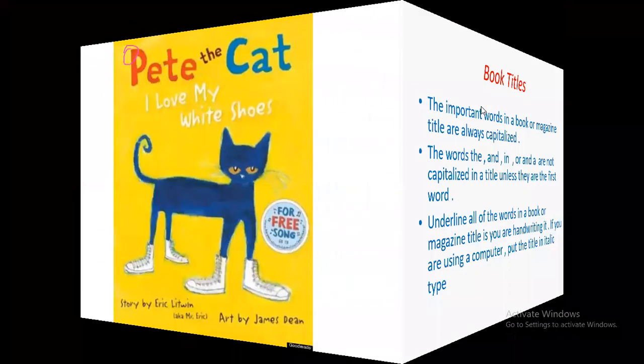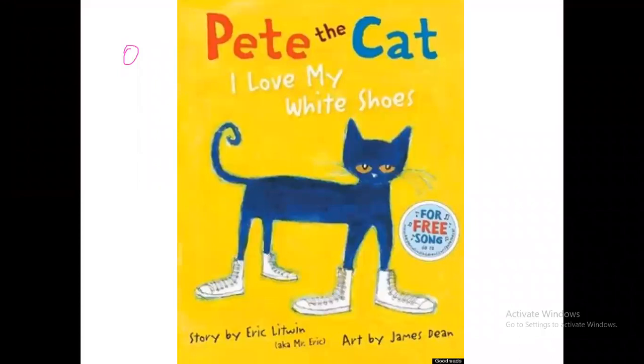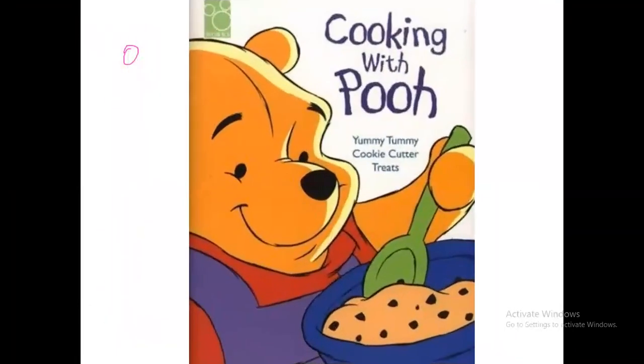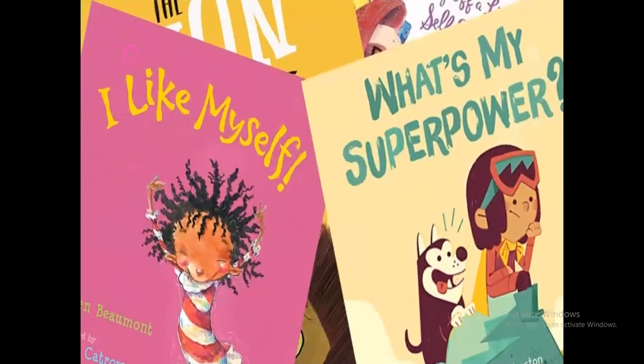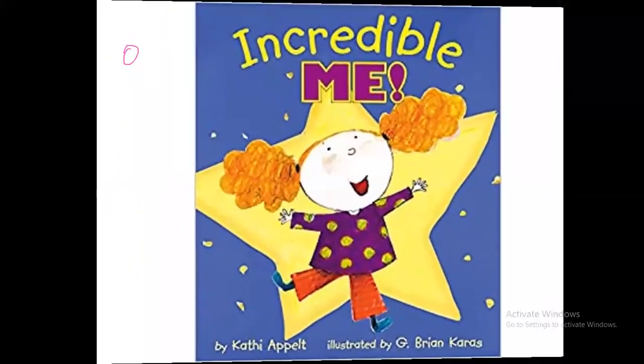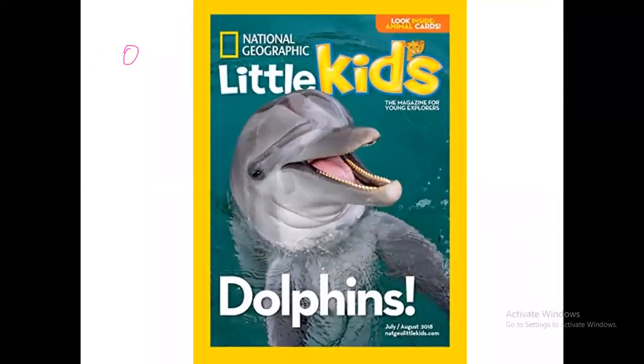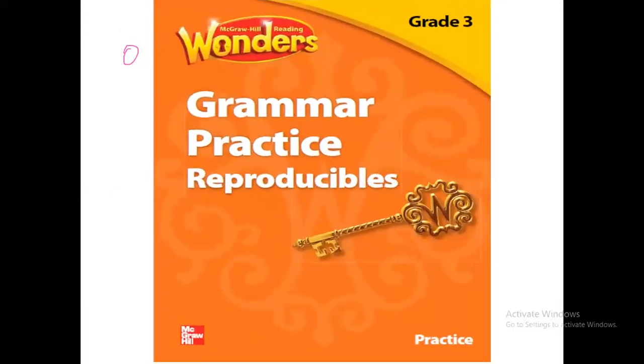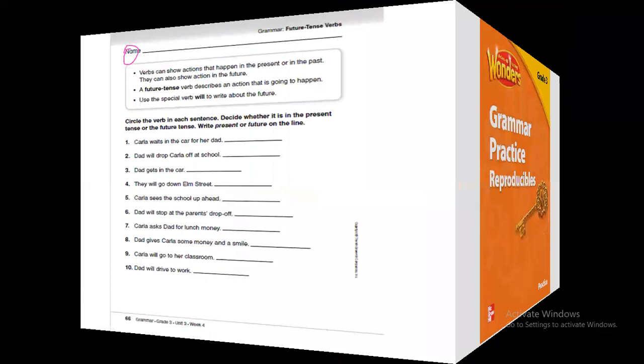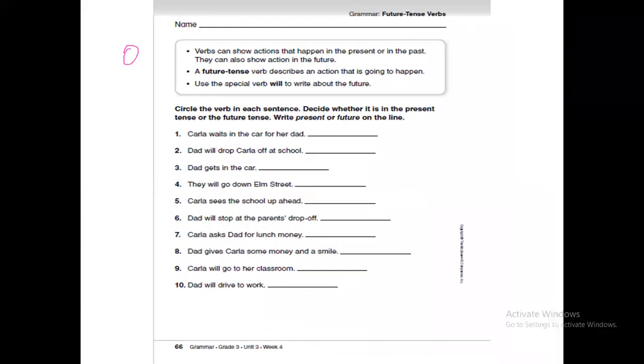Let's see some examples. Look at here. Pete the Cat, they capitalize each word, but they didn't capitalize the in Cooking with Pooh. I Like Myself, they capitalize all the words. What's My Superpower? They capitalize all the words. Incredible Me. Humpty Dumpty, look at the first letter of each word. Little Kids, Dolphins. Now, get your grammar book and open page number 66.